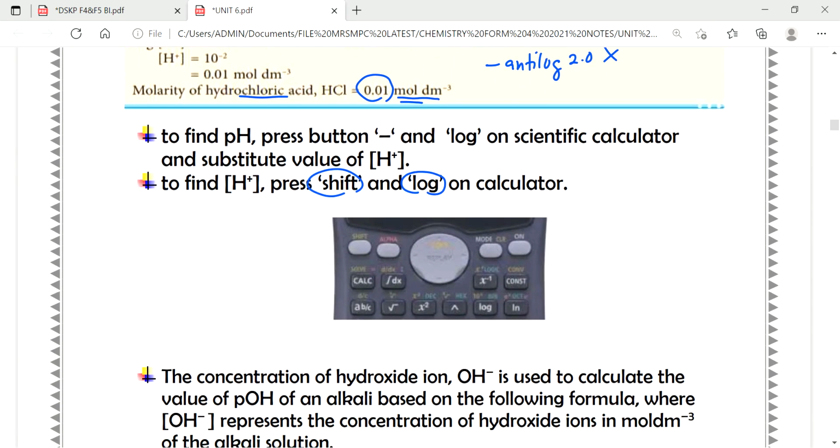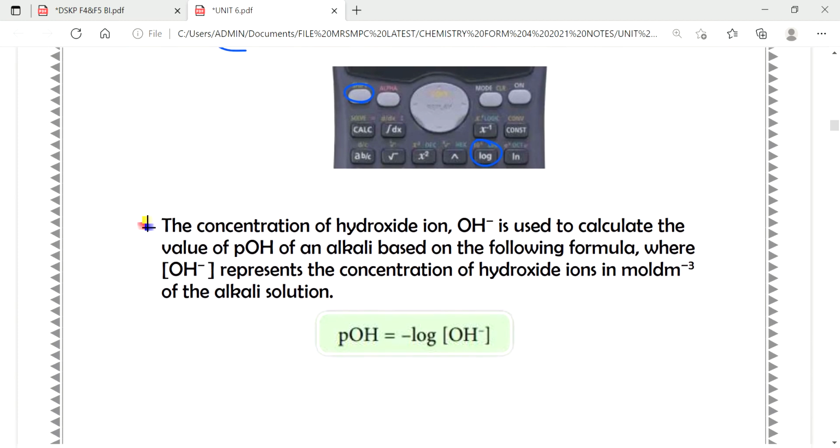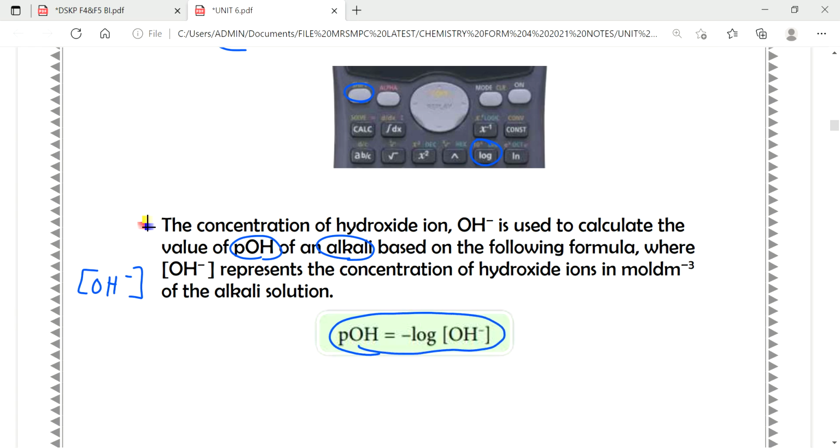Okay, so ini cara yang teacher bagi tahu: to find pH, press negative and log, and then substitute the value of concentrations. Kalau nak cari molarity, tekan shift log. Yang ini shift dengan log. Alright. Okay, and then next is concentrations of hydroxide ions OH minus is used to calculate the pH of alkali lah. Okay, so bila concentrations yang inilah OH minus pula.